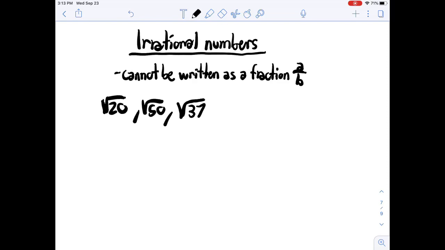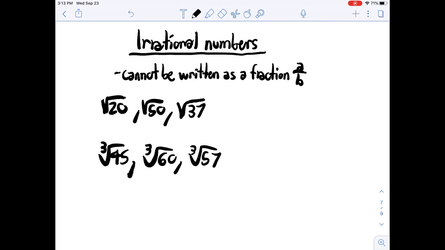They could also be written in the form of a non-perfect cube. So the cube root of 45, cube root of 60, cube root of 57. If you were to punch these into your calculator, you would get the same result as punching these into your calculator. You would just get a never-ending decimal.